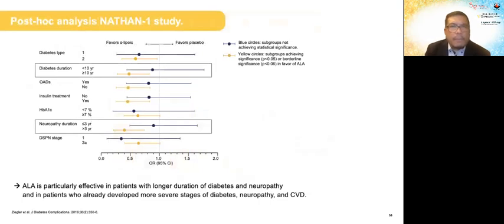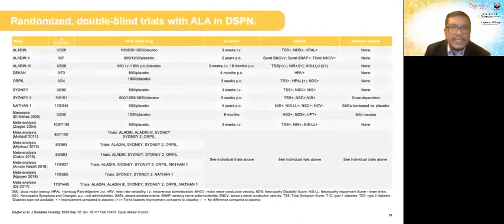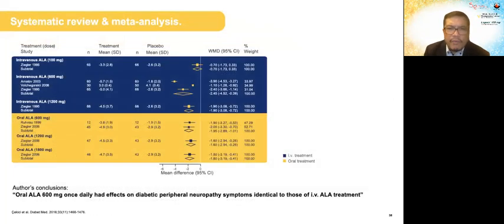In the post-hoc analysis of the NATHAN 1 study, wherein they looked at particular characteristics of patients that improved or worsened, they noted that alpha lipoic acid is particularly effective in patients with longer duration of diabetes and neuropathy, and in patients who already developed more severe stages of diabetic neuropathy and cardiovascular disease. If you look at different randomized double-blind trials with alpha lipoic acid in distal symmetric polyneuropathy, there is evidence of benefit once given either per oral or per IV, looking at these different systematic reviews.